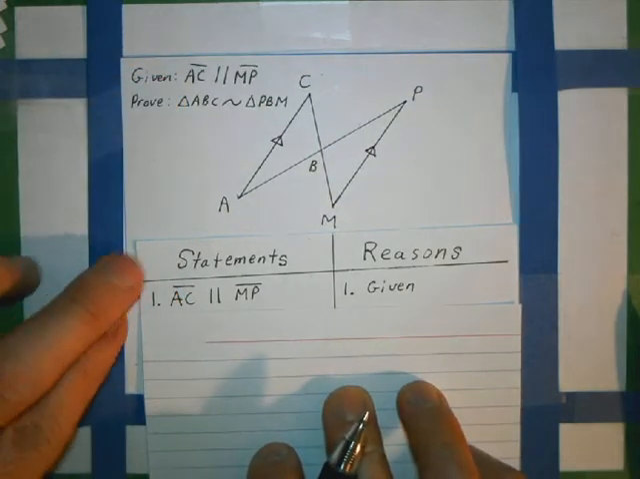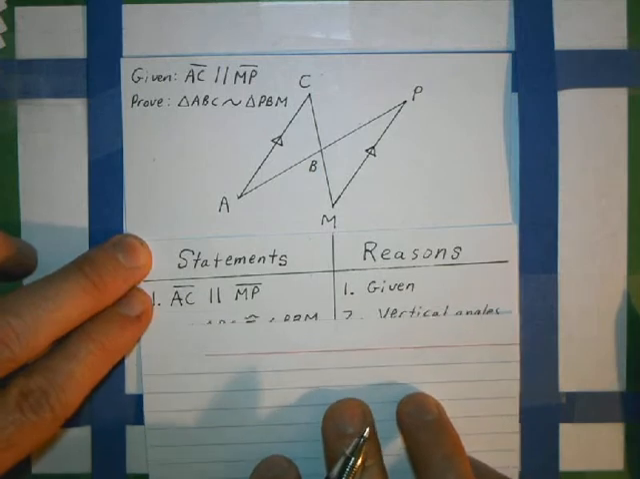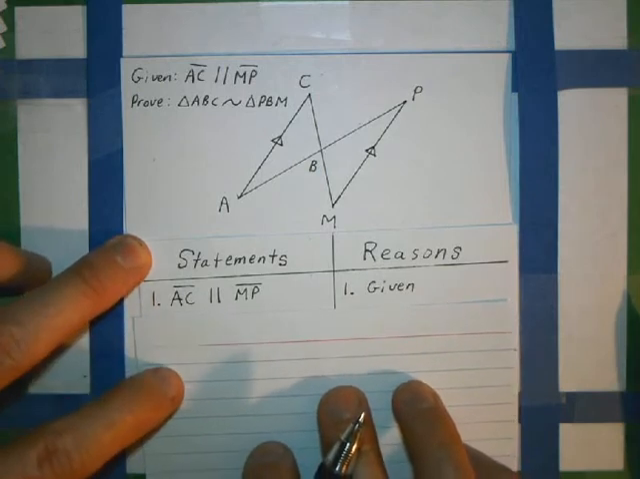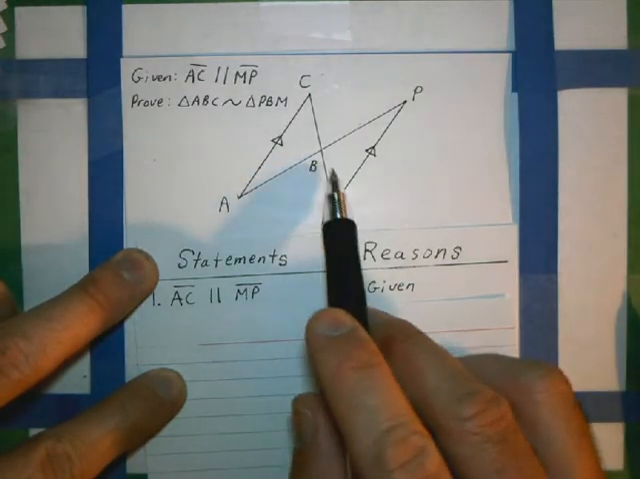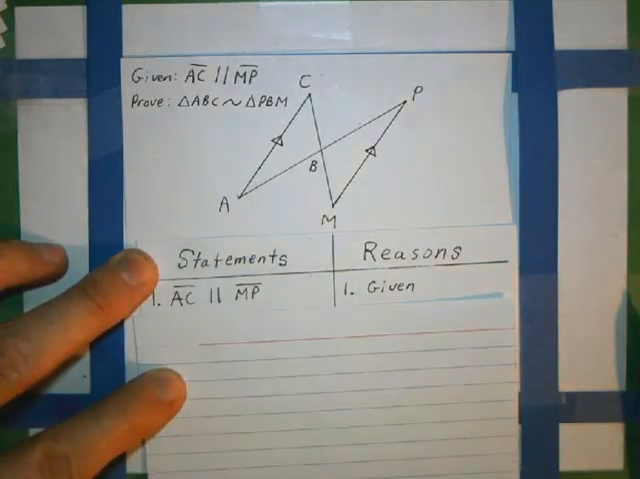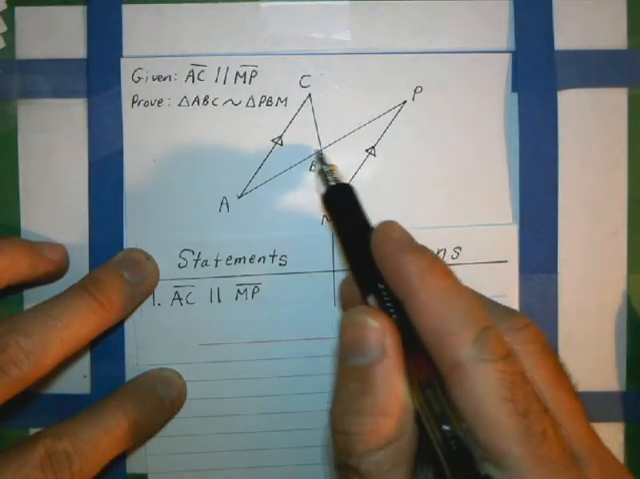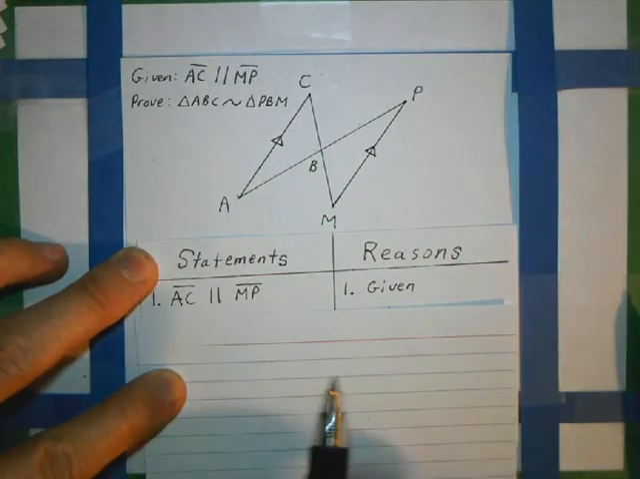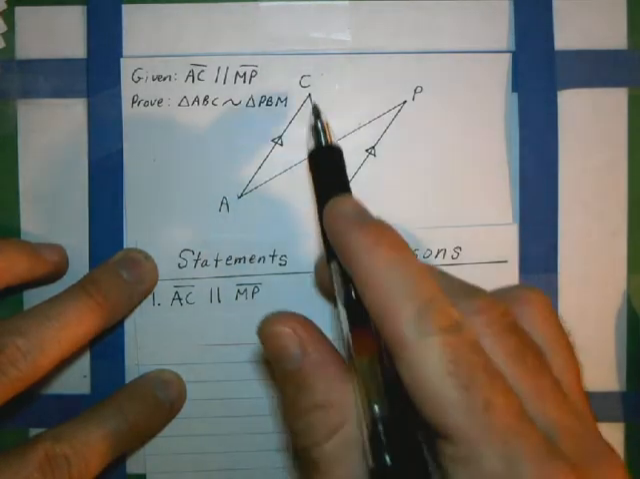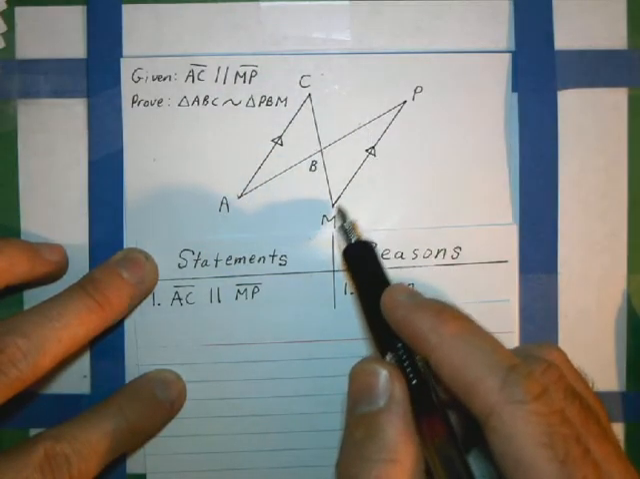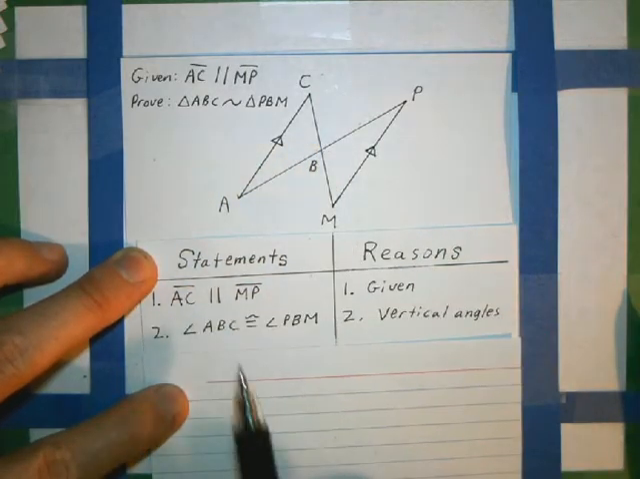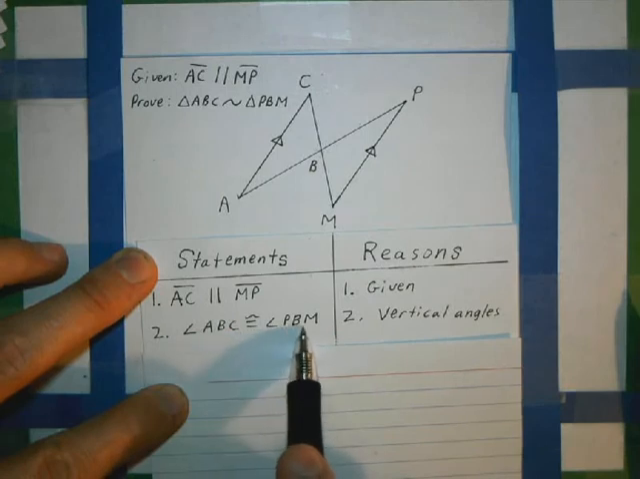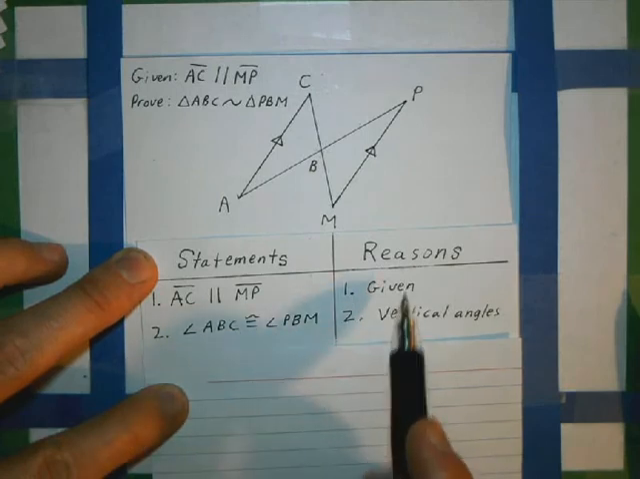So this next thing that we're going to do is look at our picture and think, well, what can we do? In order to prove that these two triangles are similar, we need two pairs of congruent angles. We've got one pair right here because of vertical angles. So let's write angle ABC is congruent to angle PBM. So this angle is congruent to this angle. And why? Because vertical angles.